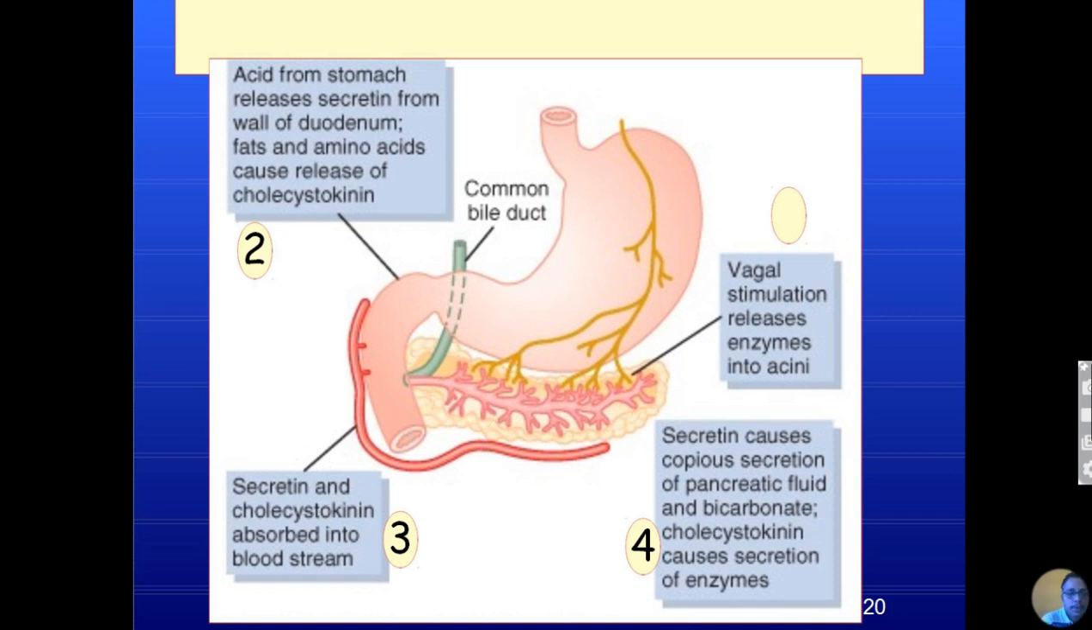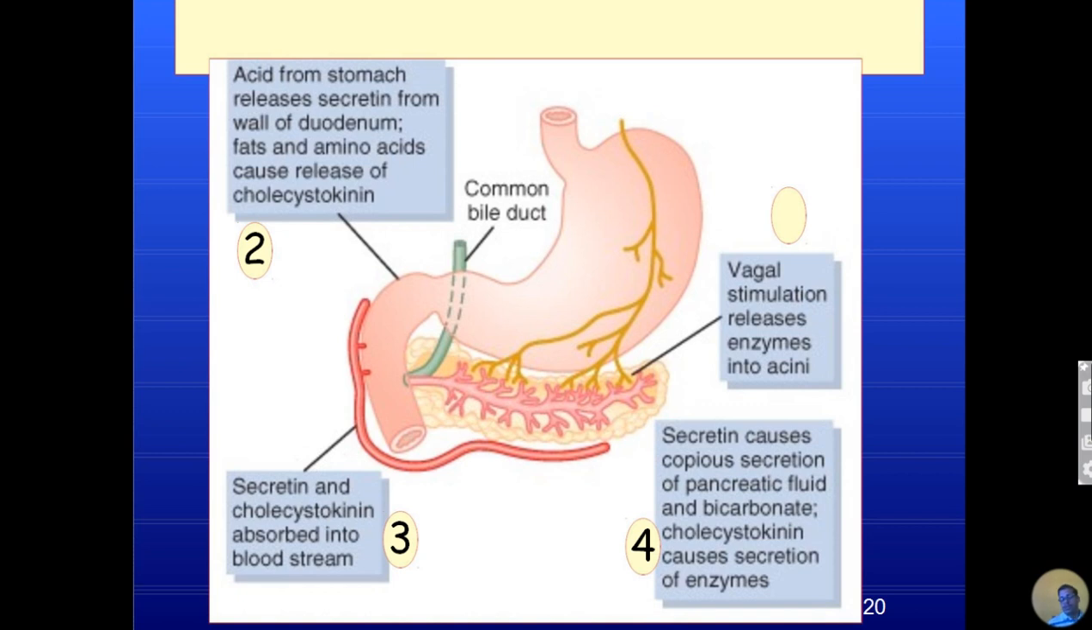That will depend on the fat or the amino acids which are persistently present, and then release of each one occurs with the cholecystokinin. Vagal stimulation is there for release of enzyme directly from the pancreas. So secretin and cholecystokinin are absorbed into the bloodstream.